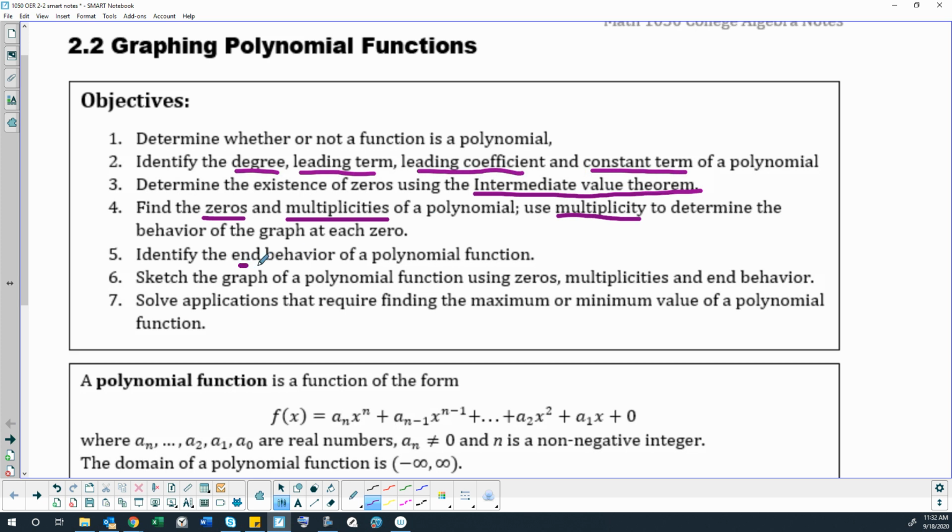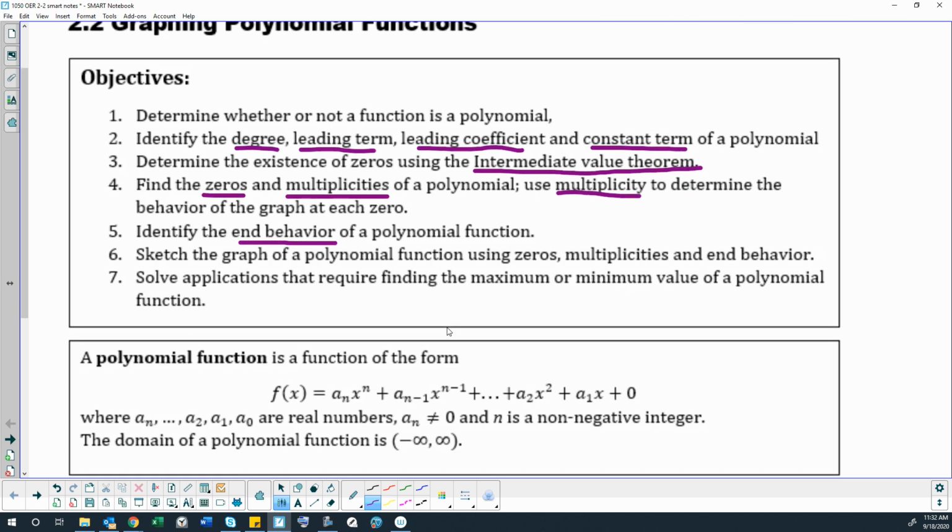Okay, we're going to talk about the end behavior of a polynomial function. That's like whether the ends go to positive infinity or negative infinity in the y direction as we move from negative infinity to positive infinity in the x direction across the graph. We're going to use all of this stuff to graph and solve some application problems.